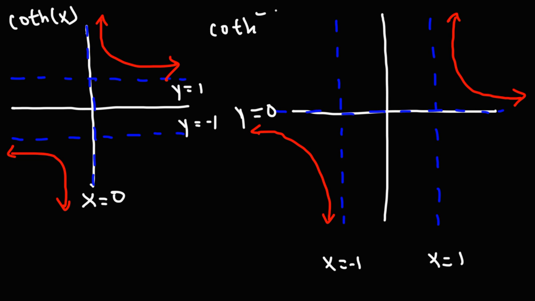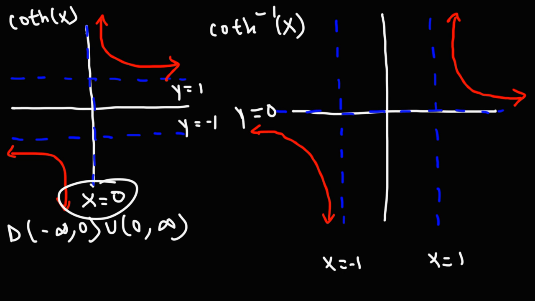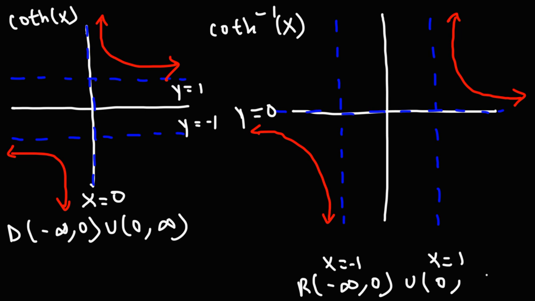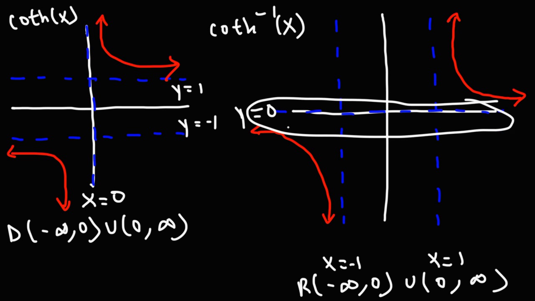of inverse hyperbolic cotangent. Now for cotangent, the domain is -infinity to 0, union 0 to infinity. So looking at it from left to right, all we have to do is remove the vertical asymptote. The domain for a hyperbolic cotangent will become the range for our inverse hyperbolic cotangent. So that's -infinity to 0, union 0 to infinity. So looking at the y values, all we need to remove is the horizontal asymptote y equals 0.